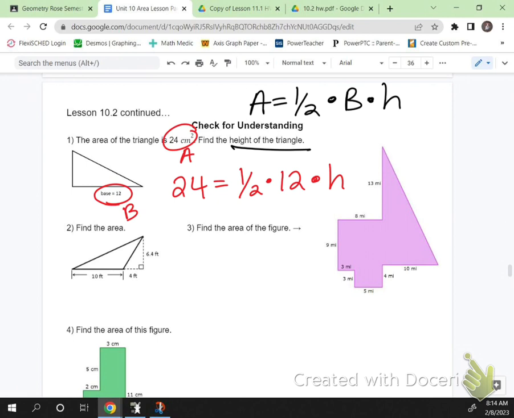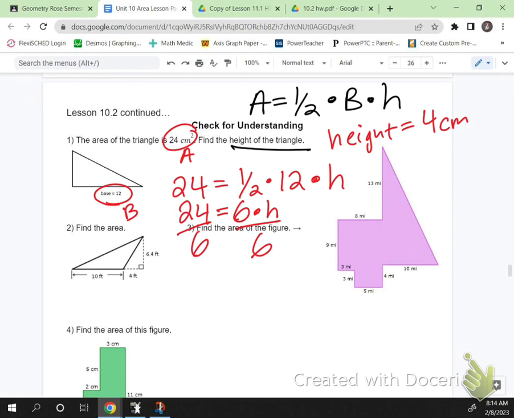So now I'm working backwards. What's half times 12? 6. 6 times h. How would I get h alone? It's 6 times h. How do I undo times? Division. So then my height is what? The height is 4 centimeters because it's labeled with centimeters. Are we okay with number 1? We're working backwards with the equation. Ask yourself what you're given. What are we solving for?